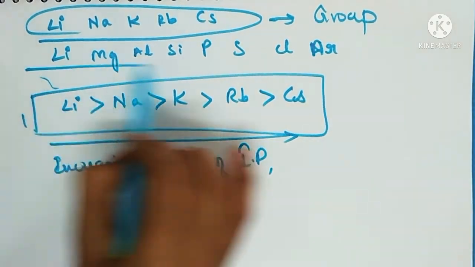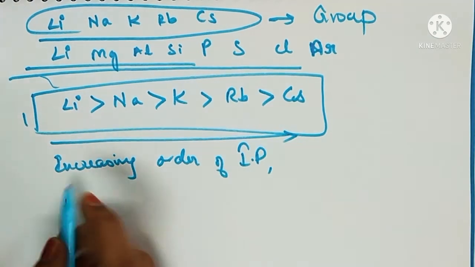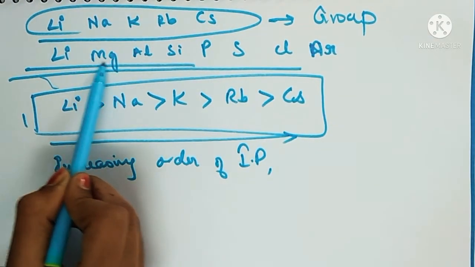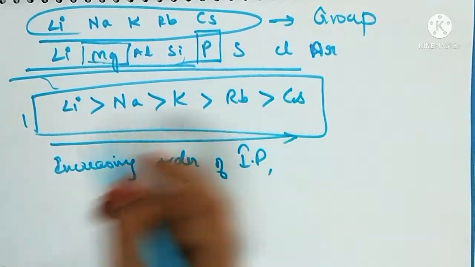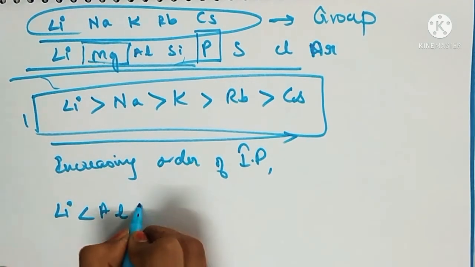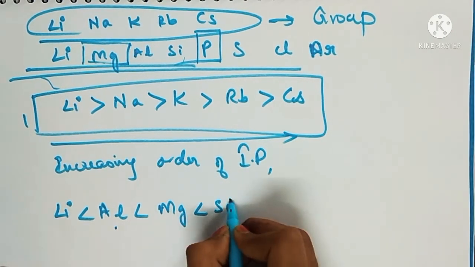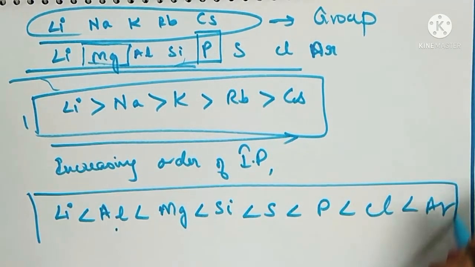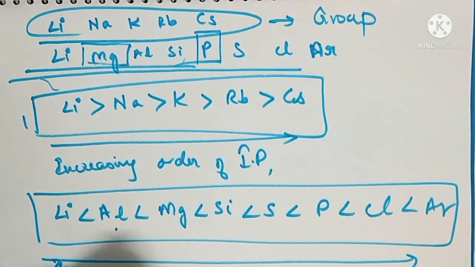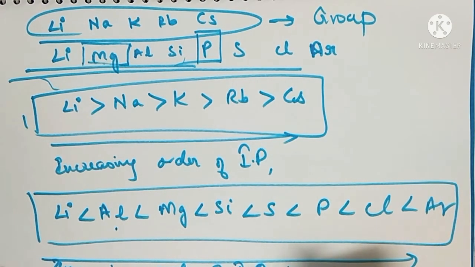And the next is across the period. Across the period the IP increases. And here we have exemptional cases, that is second A group, Mg, and phosphorus also. So the order will be like lithium less than aluminium less than Mg less than silicon less than sulfur less than phosphorus less than chlorine less than argon. Increasing order of IP1 across a period.